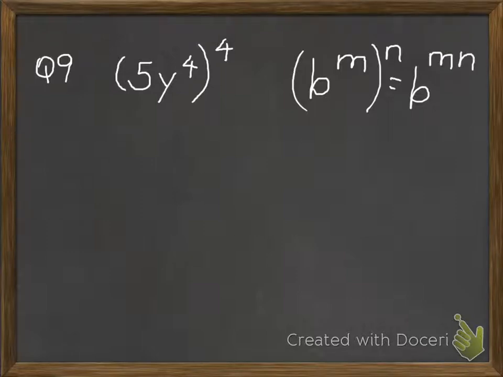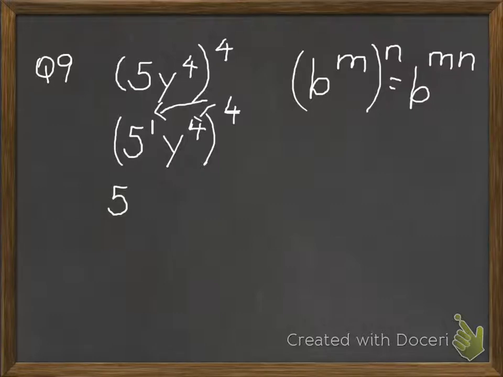Now here we have two bases inside, a 5 and a y. The 5, if we rewrite this, is raised to the power of 1, the y to the power of 4, but both are raised to the power of 4. Okay, that's just to understand it a little better. Now, applying the power rule, we multiply this 4 here by this 1, and this 4 here by this 4. So we have 5, 4 times 1 is 4, y to the 4 times 4 is 16.